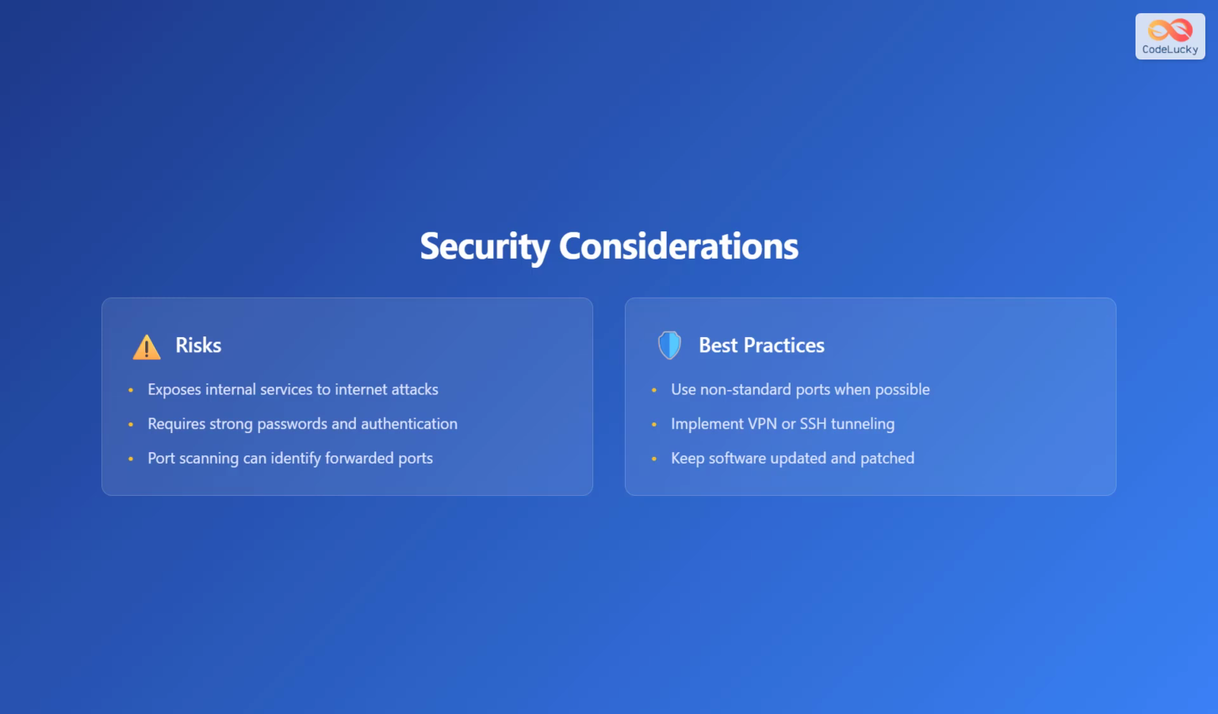To mitigate these risks, follow best practices like using non-standard ports when possible, implementing a VPN or SSH tunneling for additional encryption, and keeping your software updated and patched with the latest security fixes.